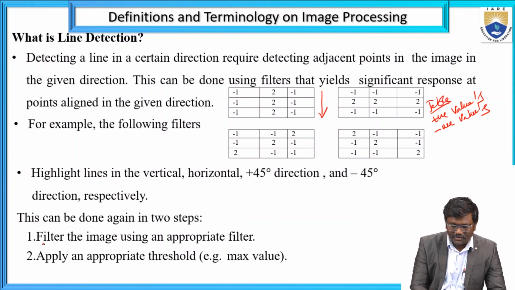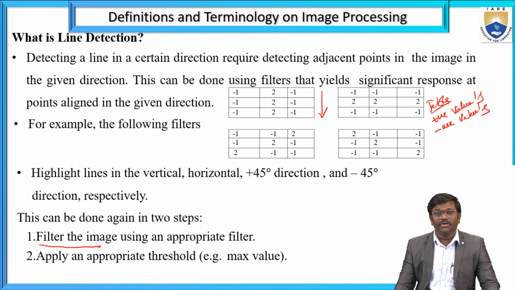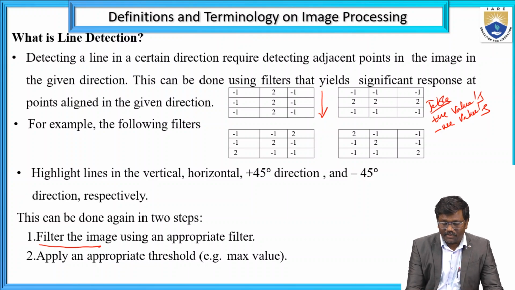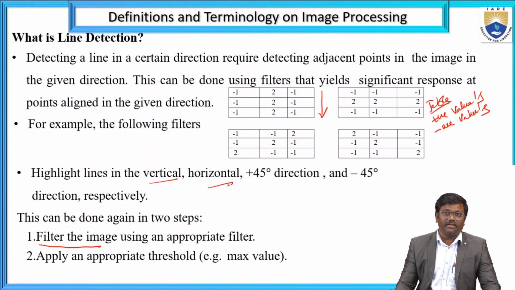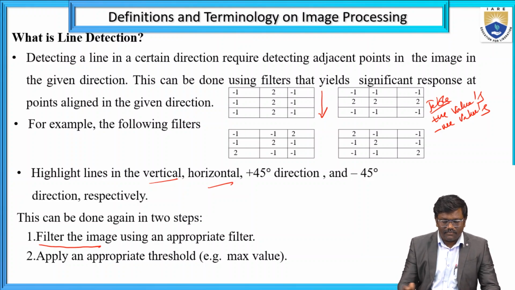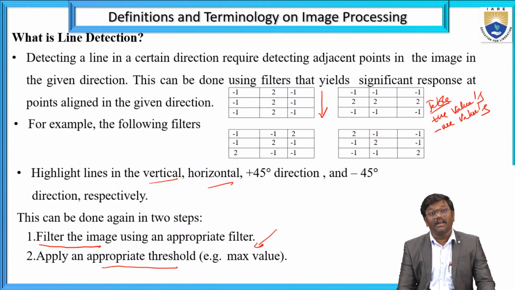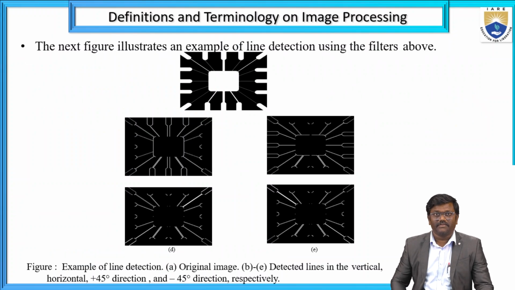So what do these negative and positive values mean? They are kept in the filtration process of the image using an appropriate filter, defined either in the form of vertical or horizontal. Then we apply an appropriate threshold value, defined as a maximum value based on knowledge of the image considered for the sake of line detection. That is what we can understand from this.